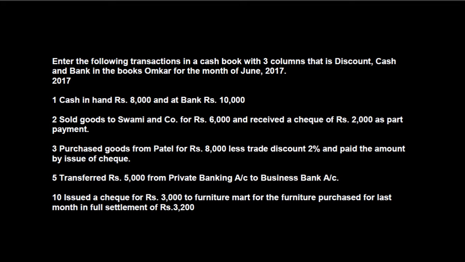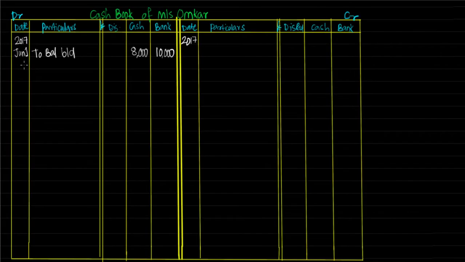And next transaction is received a check of rupees 2,000 as part payment. Now here the check is received, so it would increase our bank balance by 2,000, so we would write it in the debit of cash book. So on June 2nd, we would write to Swami and Company in bank column 2000.